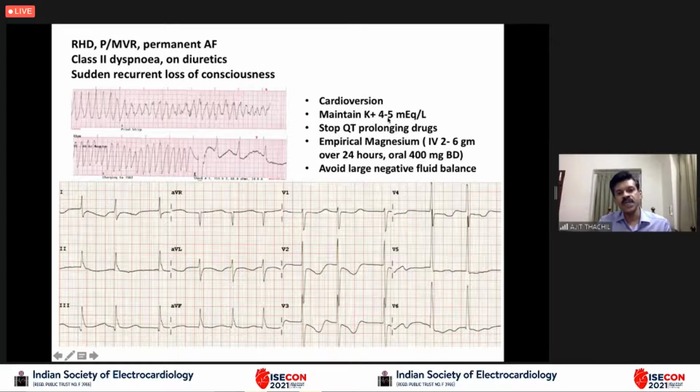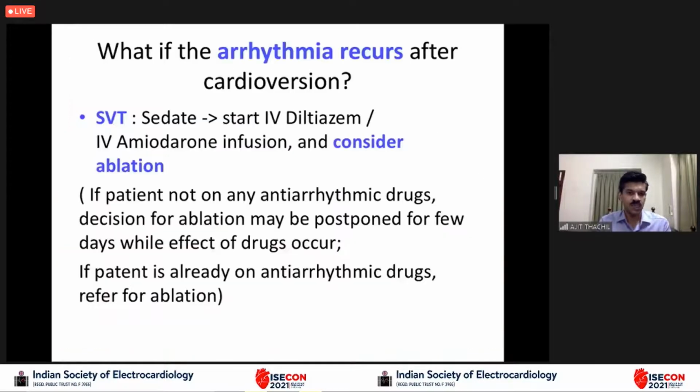You maintain potassium 4 to 5, stop QT prolonging drugs. You can empirically give magnesium and avoid large negative fluid balance. Avoid large doses of diuretics. They can further cause intracellular hypokalemia, which might take some time to reflect in the serum potassium. So don't give large doses of diuretics in this situation.